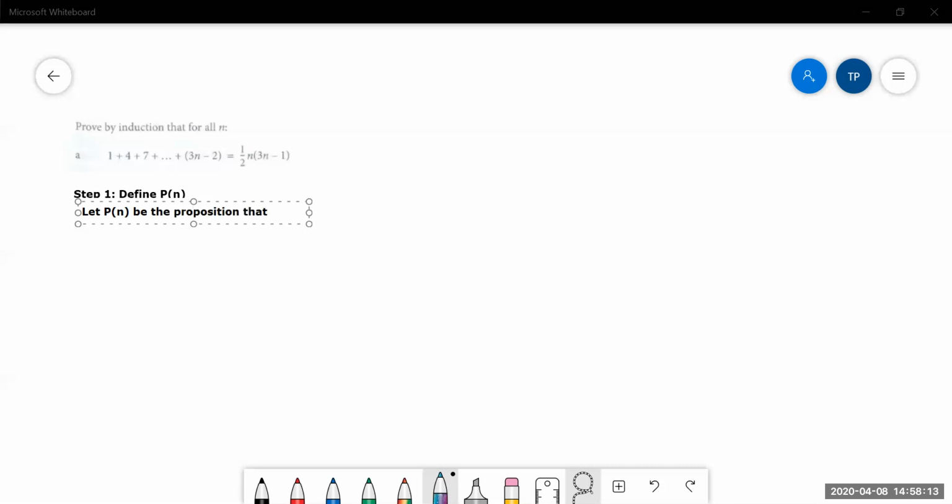that 1 plus 4 plus 7 plus ... plus 3n minus 2 is equal to half n times 3n minus 1. Basically just copy and paste the question. Okay, so step 1, we have to define a proposition. Let me use a different color. Let's say orange.